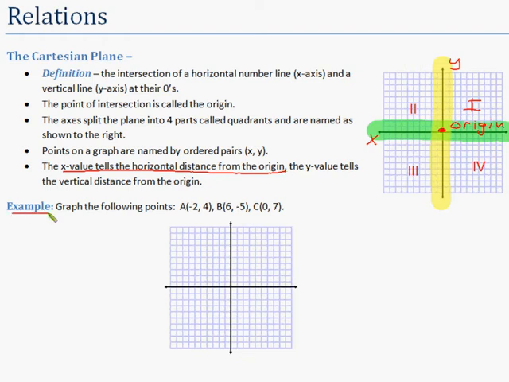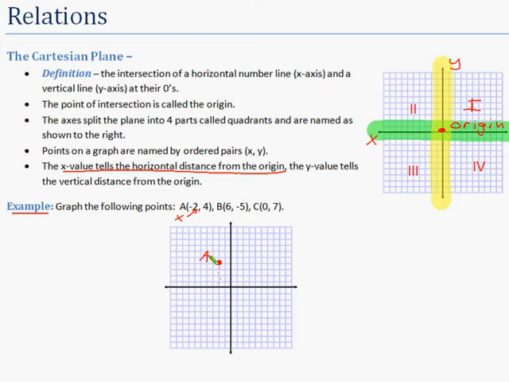We have point A, that's at -2, 4. Well, that tells us we're at -2 from the origin horizontally, so we'll come back to -2, and then we'll come up 4 because of the y value there. So 1, 2, 3, 4. So our point A is right there at -2, 4.